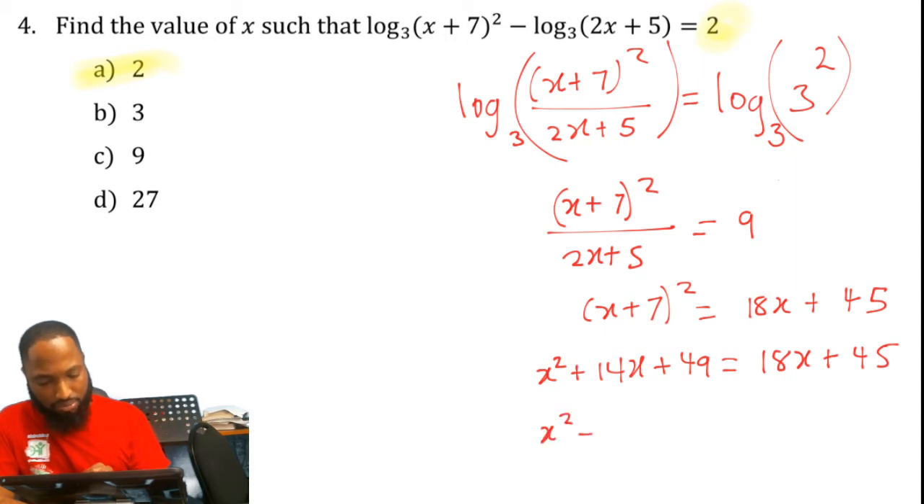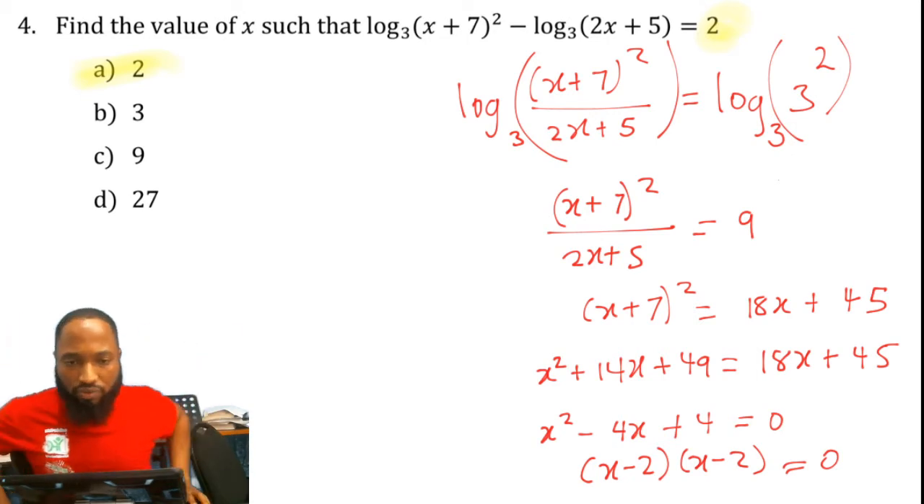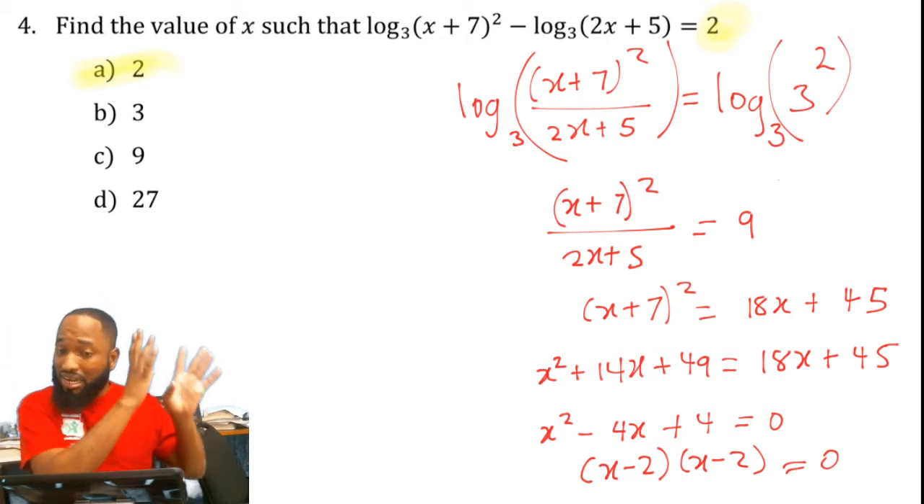Right. Bring across everything now. This should give me x squared minus 4x plus 4 equals 0. So in the end, I'm going to get (x minus 2) squared, so x is equal to 2. When x is equal to 2, both of them will give you x is equal to 2. So this is a little longer.